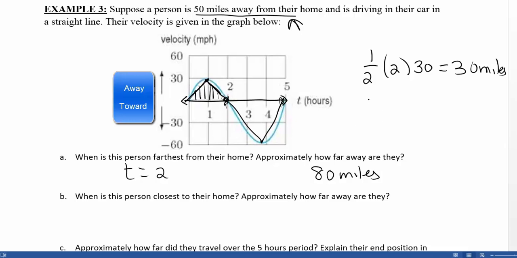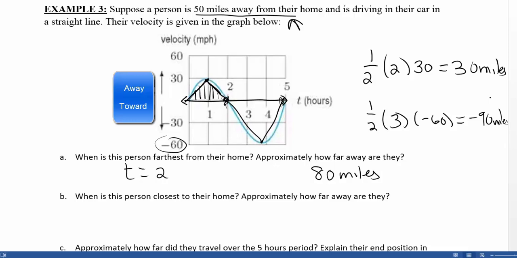So here, again, I'm going to do 1/2 base times height. My base is now 3 hours because it's time 2 to time 5. And notice now that my rate goes all the way down to 60. So I'm going to put in -60. So that's going to give me -90 miles. And the negative means that I turned around and was driving back in the other direction.